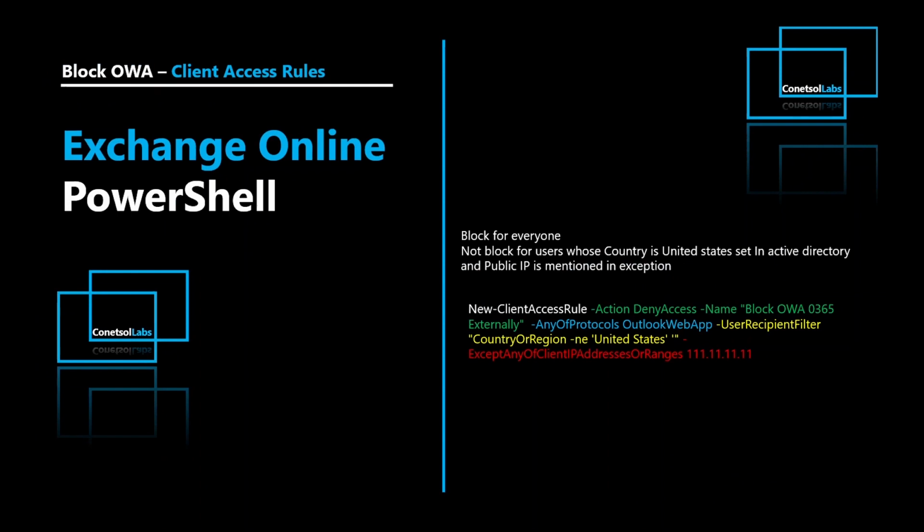These commands will block the access to Outlook Web Access for all users, but allow only the specific IPs, which are included in the ExceptAnyOfClientIPAddressesOrRanges parameter, and its value is our IP address. We can add multiple IPs or ranges, and we can also modify or add new IPs or ranges in it later. We will perform all activities in our lab exercise.